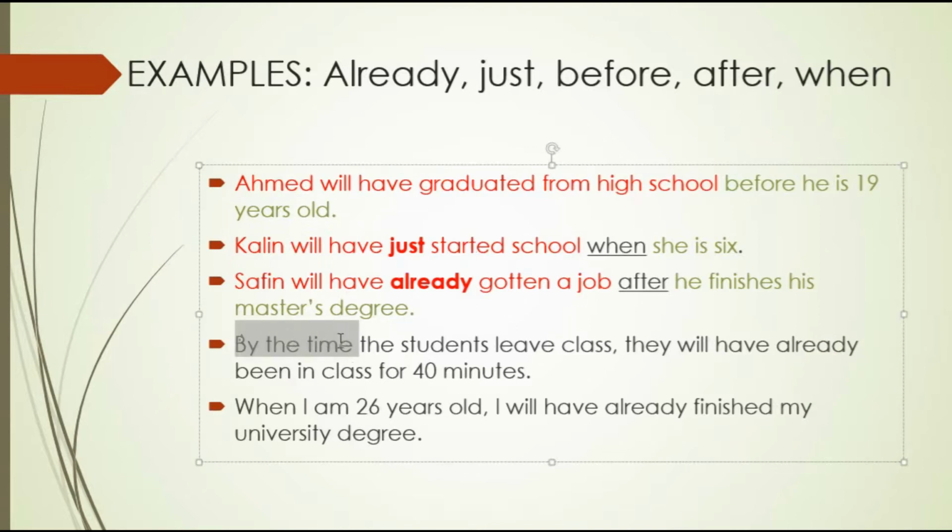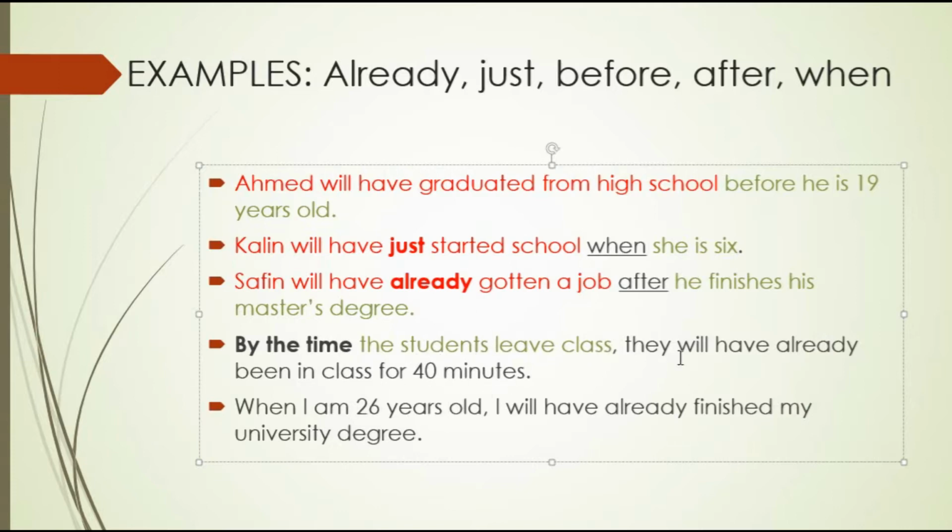Okay, so look at this one. We have by the time to help us, right? By the time the students leave class, they will have already been in class for 40 minutes. So what am I saying here? I have two events. The first event is that the students will be in class for 40 minutes. The second event is that they leave the class, obviously, right? So this is my second event, correct? In green, my second event, because they leave class after they have been in class for 40 minutes.